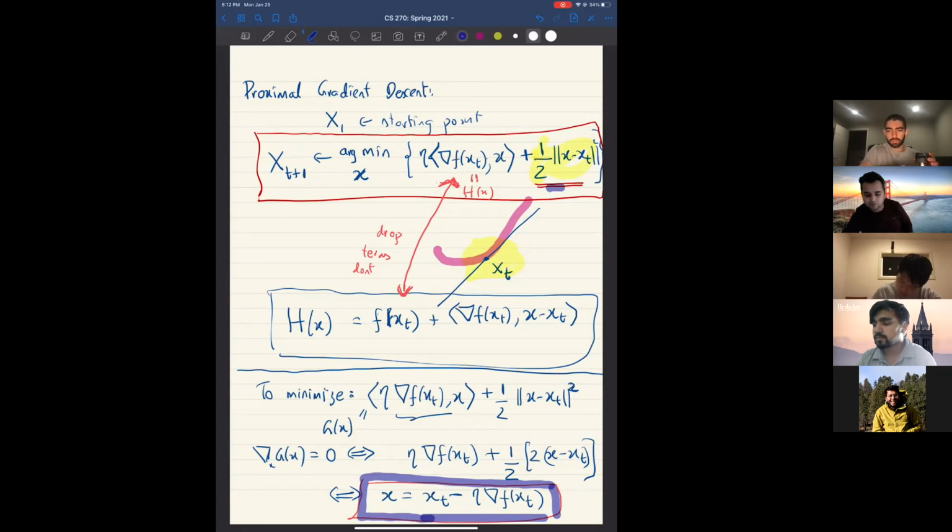In this case you get the coordinate by coordinate update. But that seems like a huge bonus for choosing this quadratic regularizer. That's what I'm trying to say. Right. Usually, many algorithms try to keep the regularizer simple, so that each step is simple.